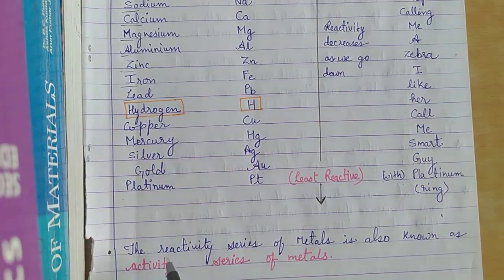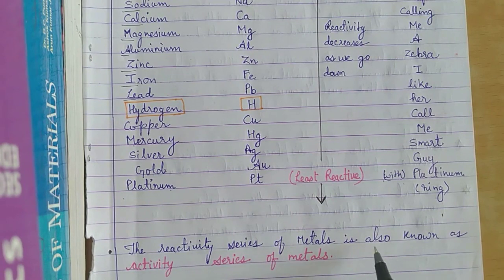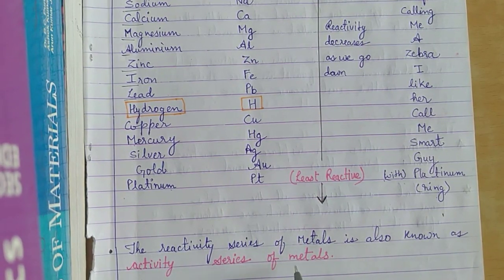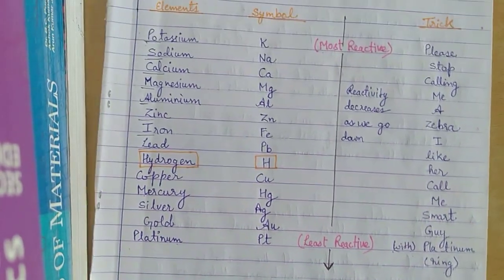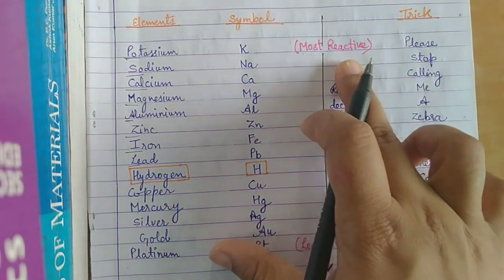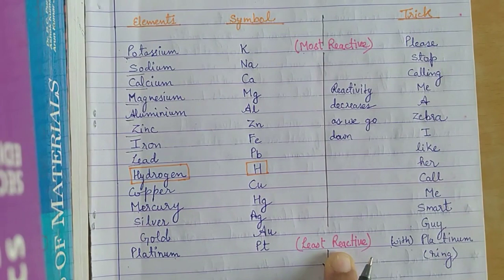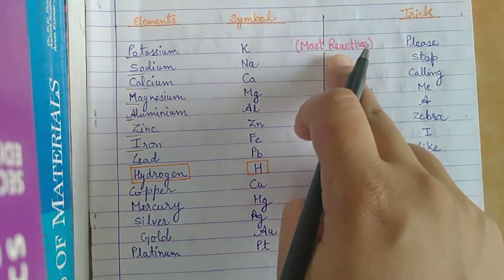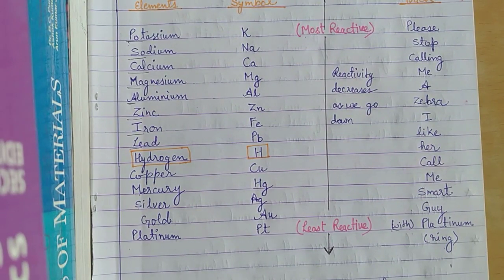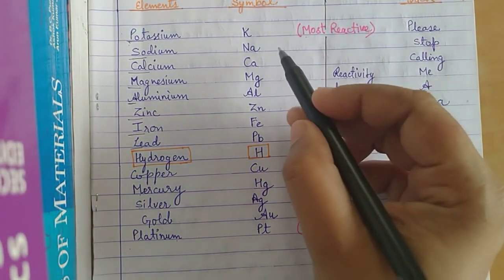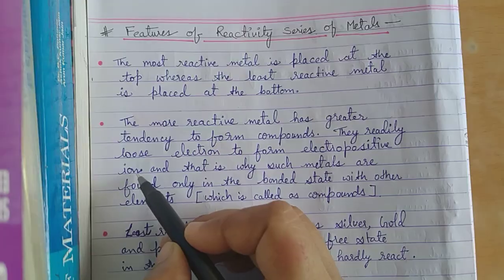Okay, see beta, this reactivity series of metal is also known as the activity series of metal. That is, how active a metal is. The upper metal, as I have told you, is the most reactive, and the lowermost metal is the least reactive. And as we come from up to down, the tendency, the reactivity or the activity of the metal decreases. Okay, as we move from up to down.